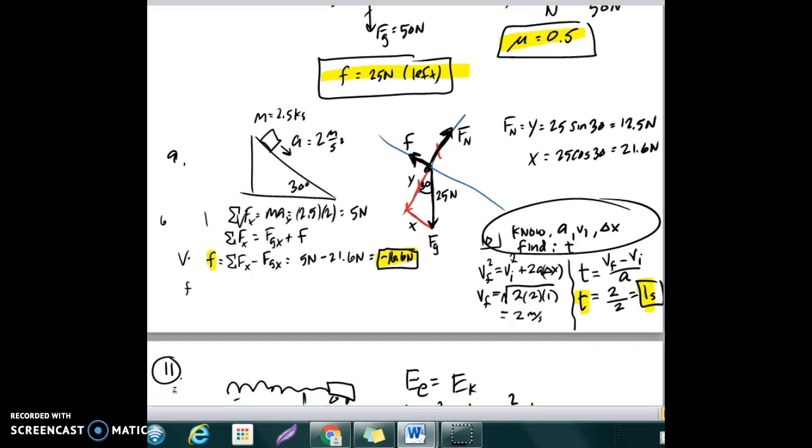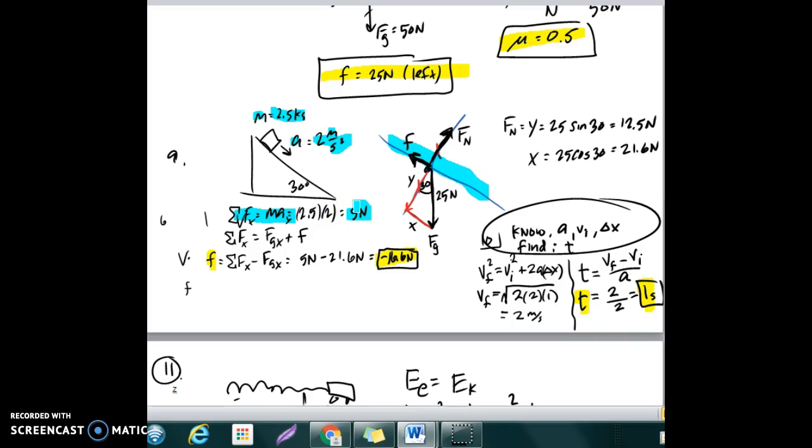Number 9, lots going on here. This box is 2.5 kilograms, going to accelerate 2 meters per second squared. That's mass and acceleration. That should make you think of Newton's second law. And here we go. Using Newton's second law, we get a net force equal to 5 newtons. That's along that line of travel. That's the x-axis here. So that means the sum of the forces on the x-axis must be 5 newtons.